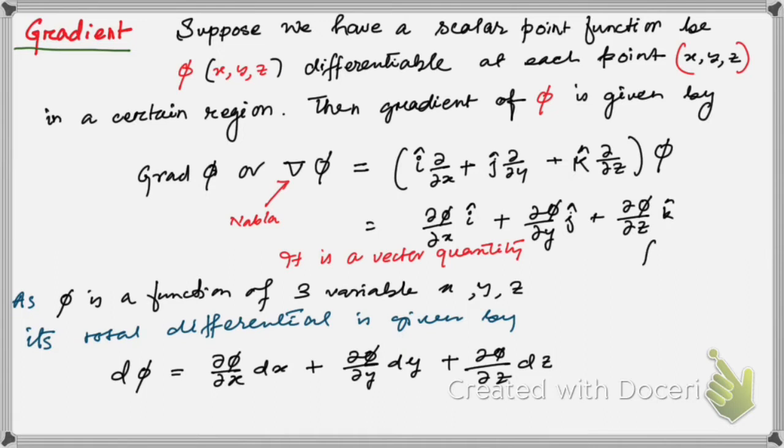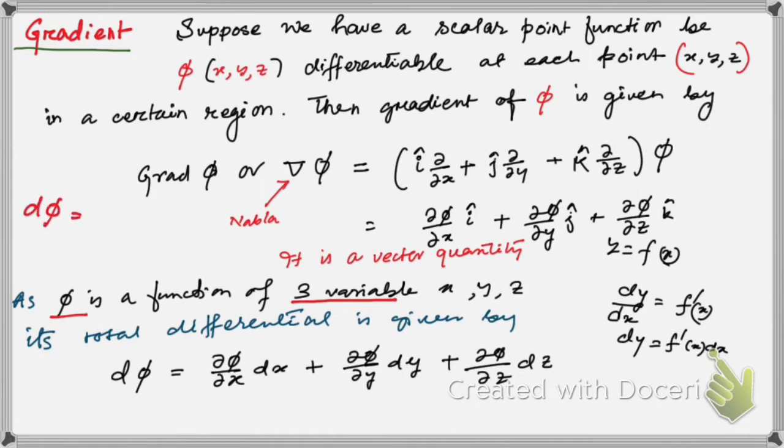So here you see, suppose you have a function of one variable, that is y is equal to f of x. Then its total derivative dy can be given as, so dy by dx will be f dash x, suppose. Then total derivative dy is given as f dash x dx, right? But here you can see that phi is a function of three variables. So the total derivative d phi is given by this result.